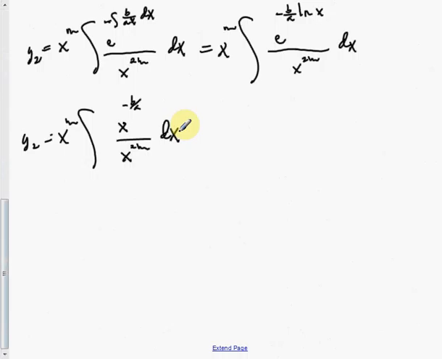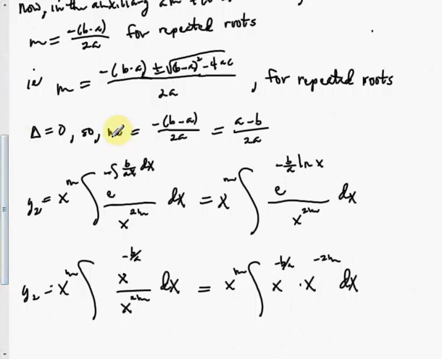All right, are you with me there? Okay. So we simplify this. We're just going to bring this x to the 2m upstairs. This is x to the m times the integral of x to the negative b over a times x to the negative 2m dx. But we said here that m is equal to a minus b over 2a.